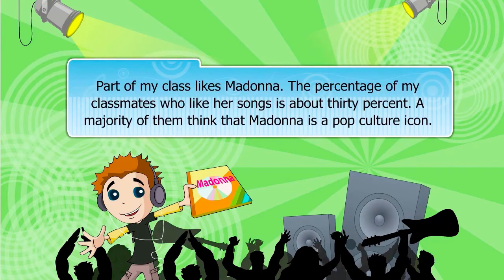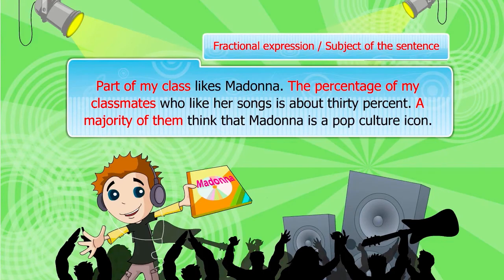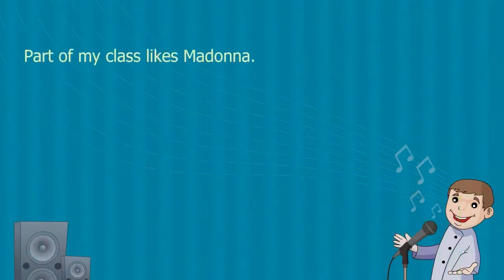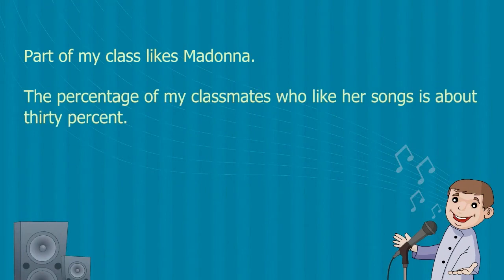Look at the given paragraph. Part of my class likes Madonna. The percentage of my classmates who like her songs is about 30%. A majority of them think that Madonna is a pop culture icon. In the paragraph, the highlighted parts of the sentences are the fractional expressions as well as the subjects of these sentences. In the sentences, part of my class likes Madonna. The percentage of my classmates who like her songs is about 30%.